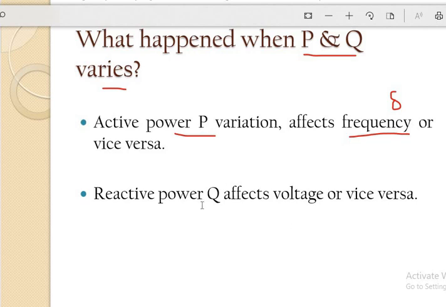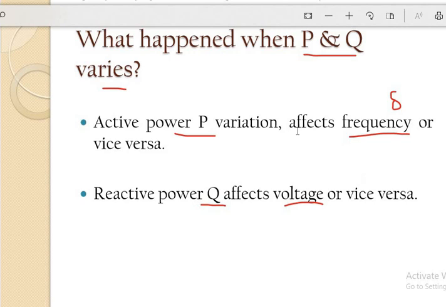Okay, similarly the reactive power Q affects the voltage or vice versa. That means when there is any voltage rise or fall, it indicates that somewhere there is a reactive power requirement. So this is a basic and important concept that you need to know. In an electrical power system, the frequency and voltage are the indications of active power P and reactive power Q respectively. That means maintaining frequency constant means we are maintaining active power P constant. Similarly, maintaining voltage constant means we are maintaining the reactive power constant.